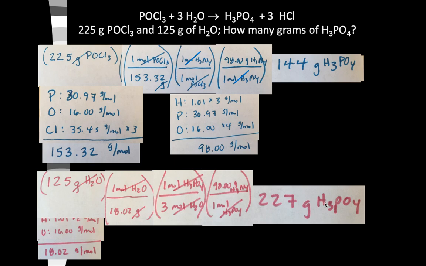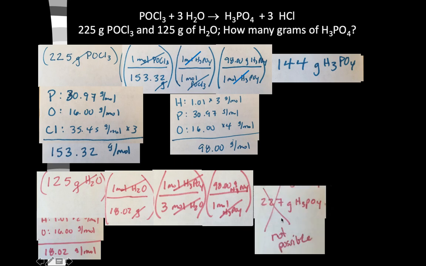All right. So what's the new thing from today? Well, it's this idea of limiting reactant. One of these two things runs out first, and then the reaction stops. So think about it. I have a number of 144 and a number of 227. Which number do you think we keep? Think. We keep the smaller answer. Why? Because when I made 144 grams of H3PO4, the reaction stopped because I used up this given. So I couldn't make any more. So I could never make 227 grams.